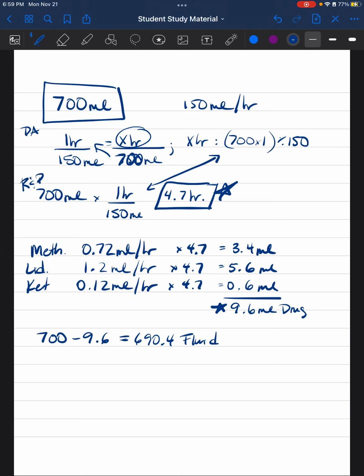So there you have a little run through on how to figure out fluids over time, as well as calculating a CRI and adding it into a pre-existing patient's fluids.